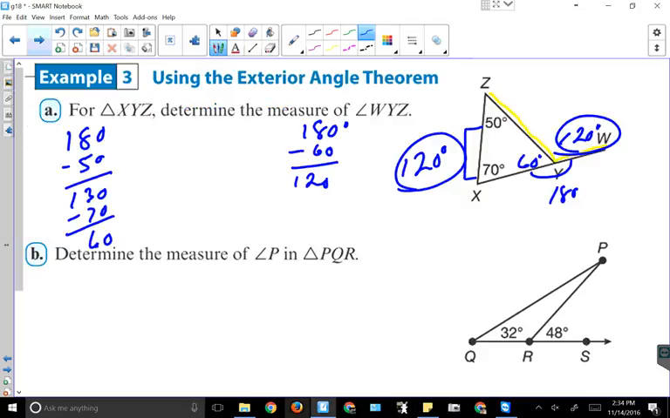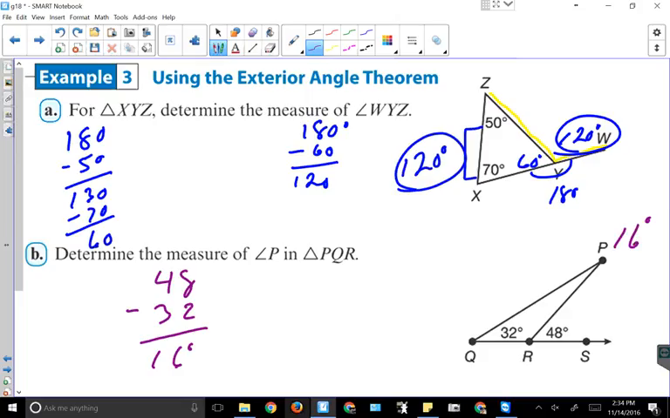So if I look at B down here, I could say, well, gee, that's 48 degrees. I could subtract that from 180 and find this one. Then I could subtract that from 180, get a number, subtract 32 off of it, and I'd be left with that, right? But the rule tells me that angle Q and angle P add up to 48 degrees, right? So all I would have to do is take 48 degrees, subtract off 32 degrees, and I'm left with 16 degrees. So that means that angle P up here is 16 degrees.